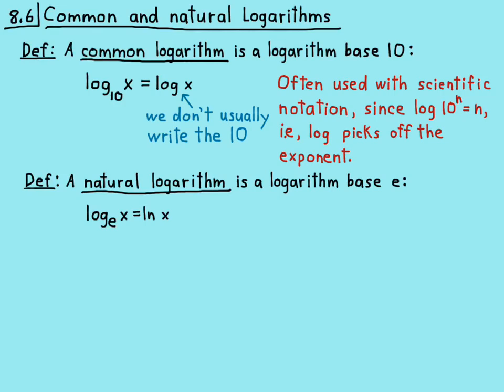So log base e, we usually write that as ln, and usually when I handwrite it, I write it in cursive, ln, because otherwise it kind of looks like one n, which is not. That's an l.